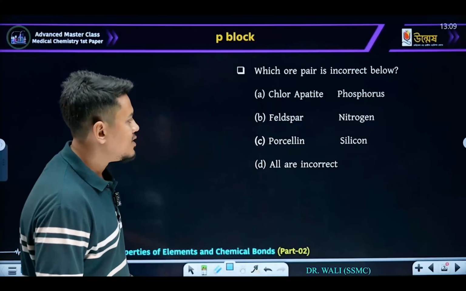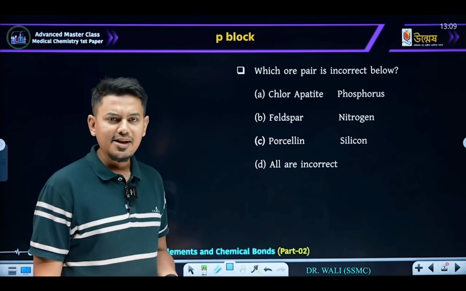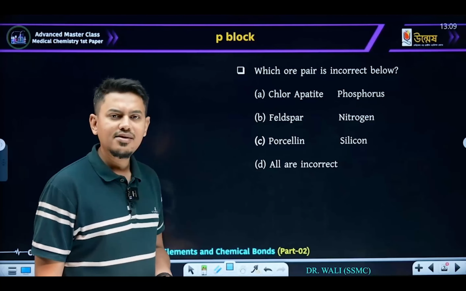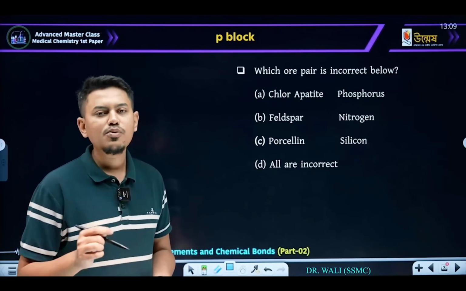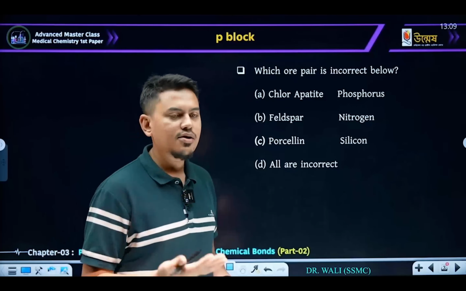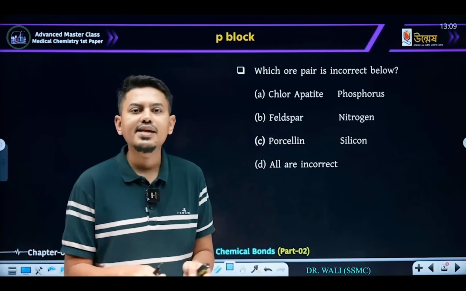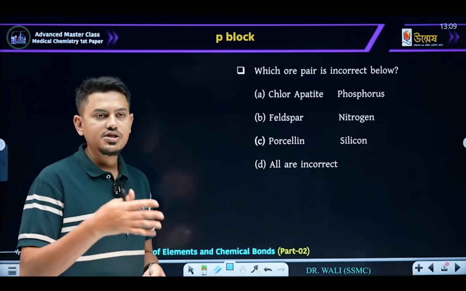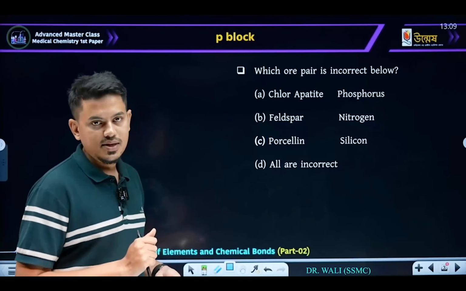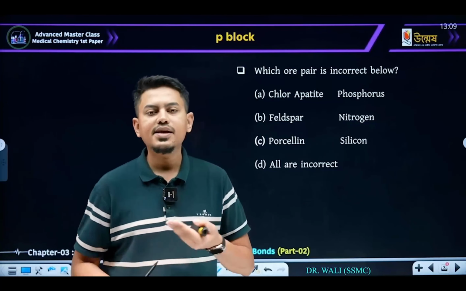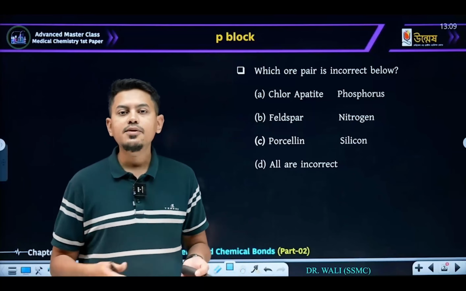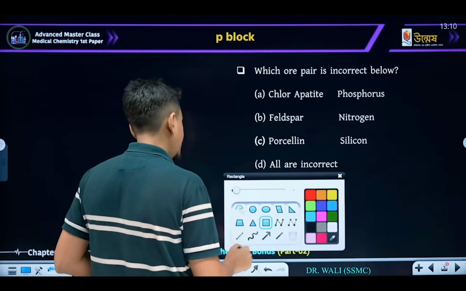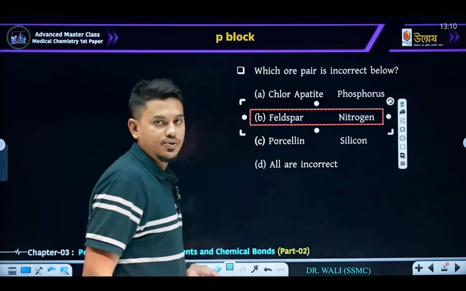Again, feldspar usually contains potassium and aluminium, but it does not carry nitrogen. On the other hand, porcelain can carry silicon. Porcelain is basically a mixture of mullite and cristobalite, which are aluminum silicates. So A and C are correct, but the feldspar pair is not correct. Here potassium is there, aluminum is there, but no nitrogen is available in feldspar. What is feldspar? It is basically a fluxing agent. A fluxing agent helps to reduce the melting point of a certain mixture. Anyway, our correct answer here is feldspar, which is nitrogen.